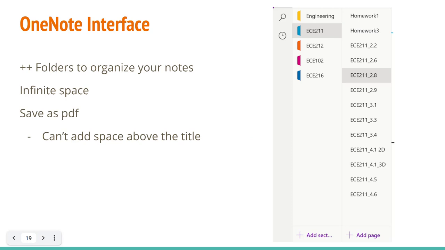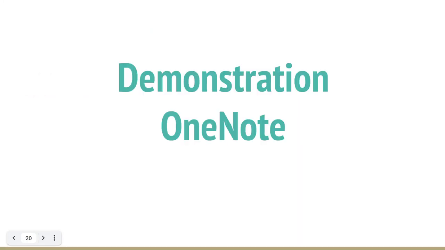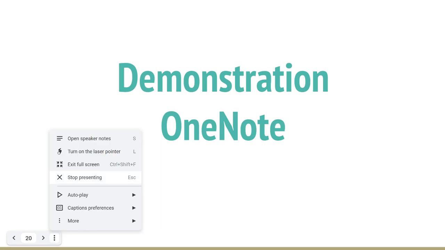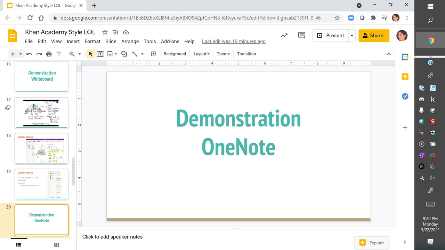Okay, so one of the biggest plus in comparison with the Microsoft Whiteboard software app is your folders to organize your notes. You have infinite space around except above the title because there's a title. And when you are done, you can save as a PDF and share the PDF. That's a bit big file, but that's fine. So about the demonstrations for the OneNote, let me grab my, oops, it's so small now.